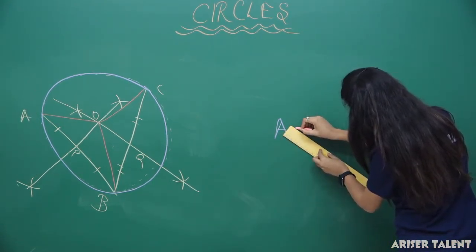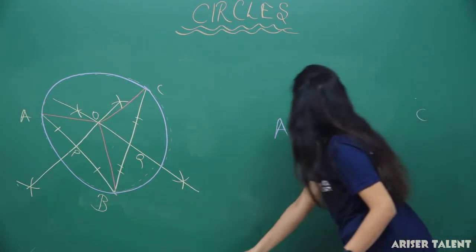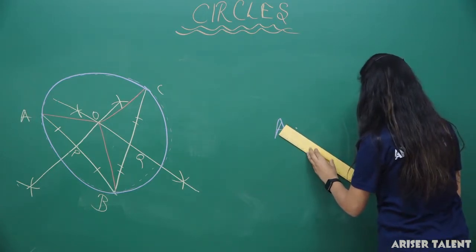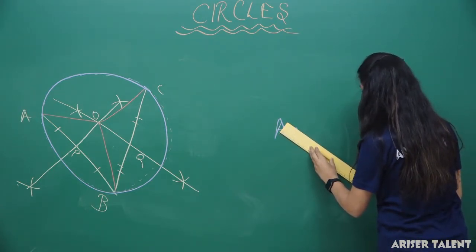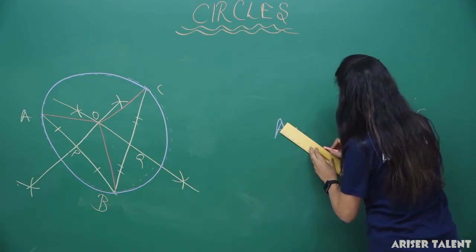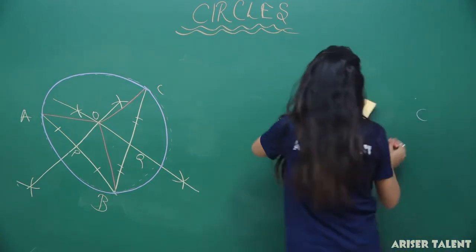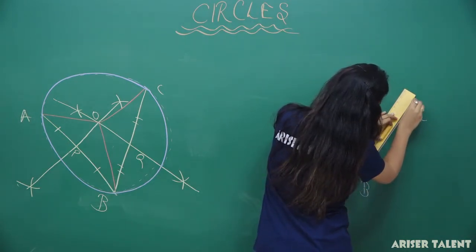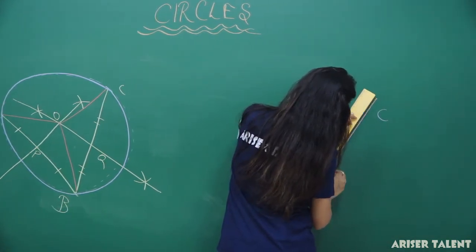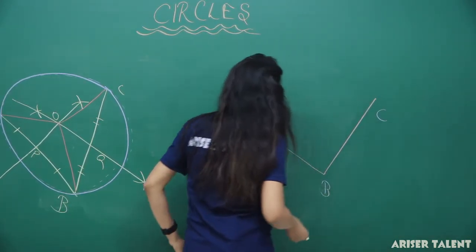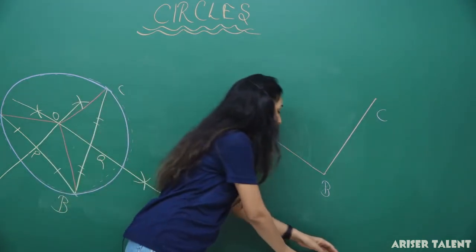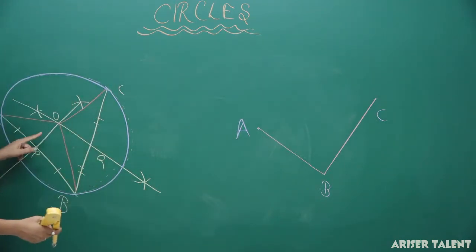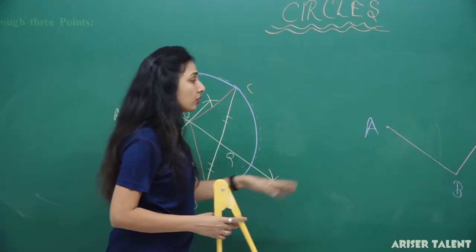Do it with me in your copies, whatever it is. So open up your geometry box fast, students. Join A to B and C to B also, and that will be much more exact in your copies. Now I have this line AB and BC. What I have told you is that I have to draw the perpendicular bisector of AB and BC.